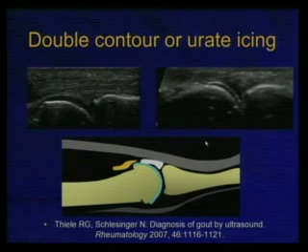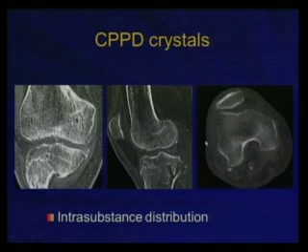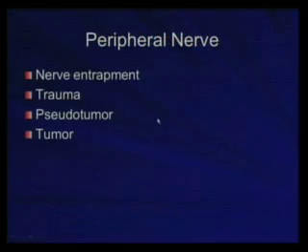And on CPPD, on the other hand, you have the crystal deposition intrasubstance. So in this patient with a tibial fracture, you can see the crystal deposition of CPPD intrasubstance, and not on the surface as we see in gout.